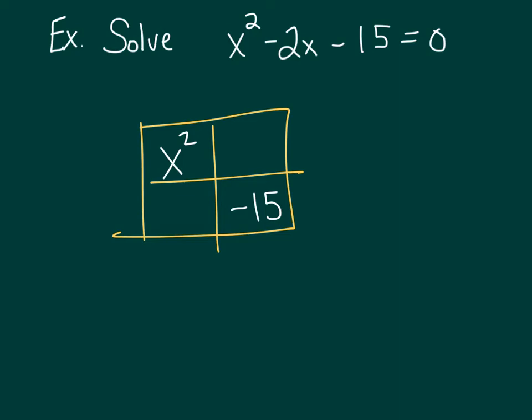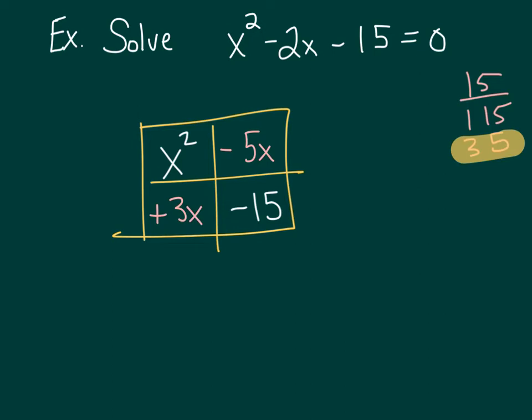So I'm going to then list my factors of 15: 1, 15, 3, 5. Now, since it is a minus sign, one has to be a negative, one has to be a positive. Well, the only set that is equal to that is that right there, okay? So I'm going to go ahead and plug in. I need it to be a minus 5x and a plus 3x to get a minus 2x.